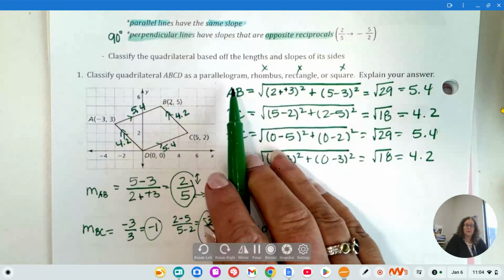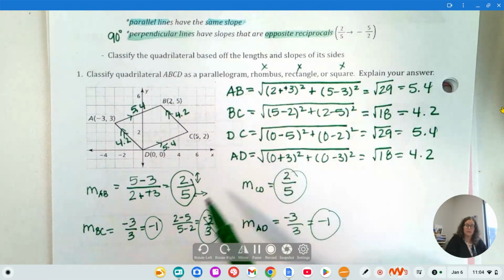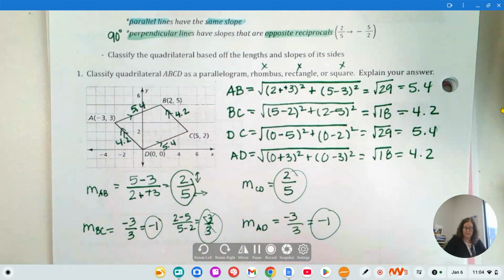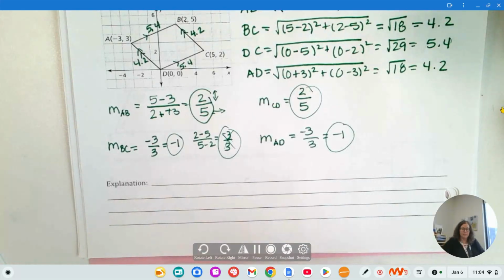So the only one left is a parallelogram. And in a parallelogram, we do know that opposite sides are congruent and opposite sides are parallel, and that's it. All right, so now the last piece of this is this explanation. So it says, explain your answer.